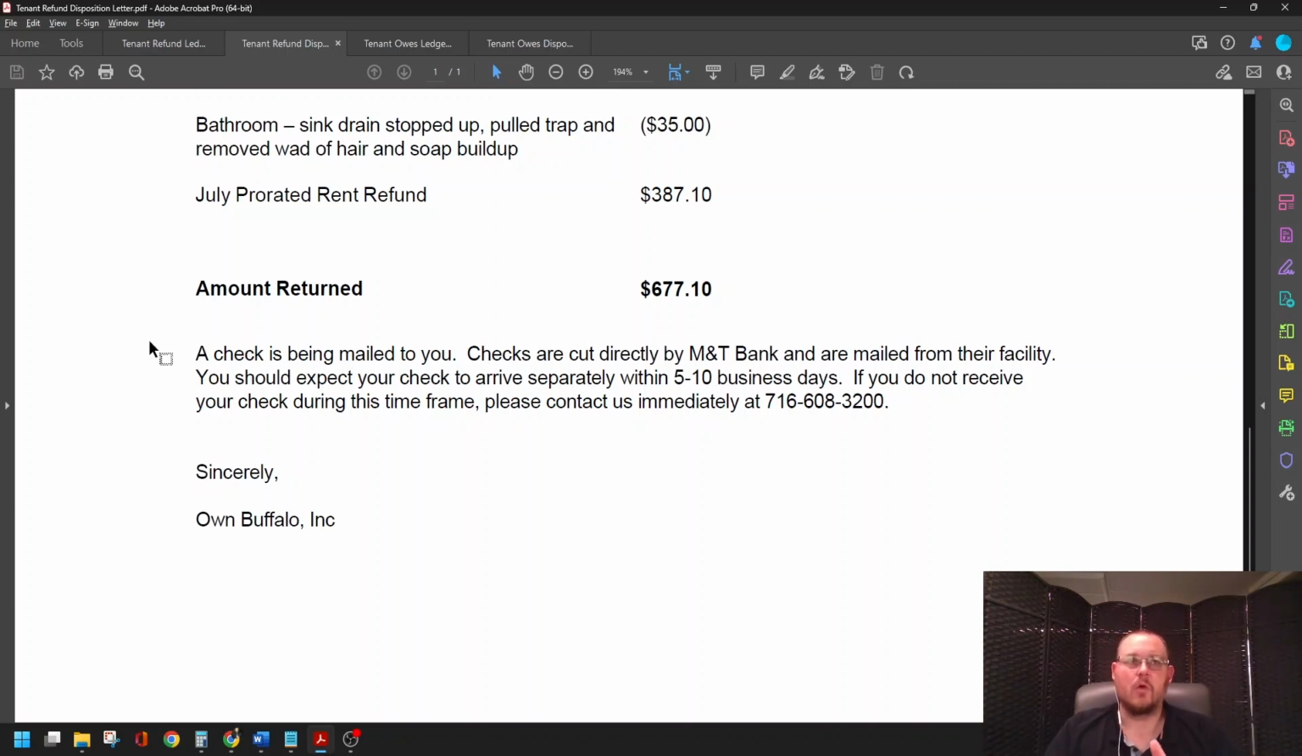And that's basically a note. We don't send the checks from our office. We actually use our bank, M&T Bank. We use their online bill pay to make the check cut, and then that way we have better trackability of the check and whether it's been cashed or where it is in the system and things of that nature. So that system has worked really, really well for us, which is why we let tenants know, hey, your check is coming in a separate envelope. Be on the lookout for it.